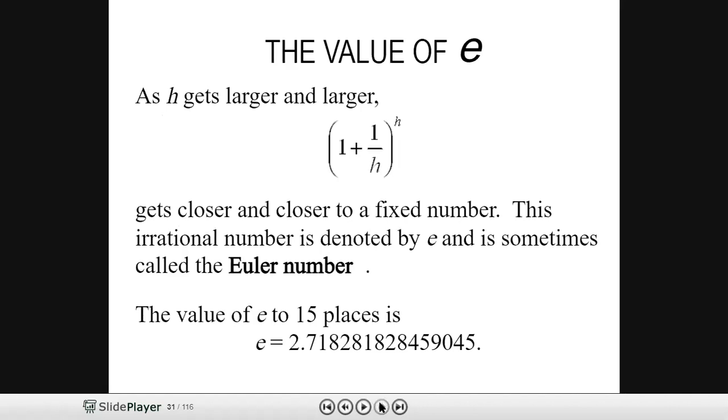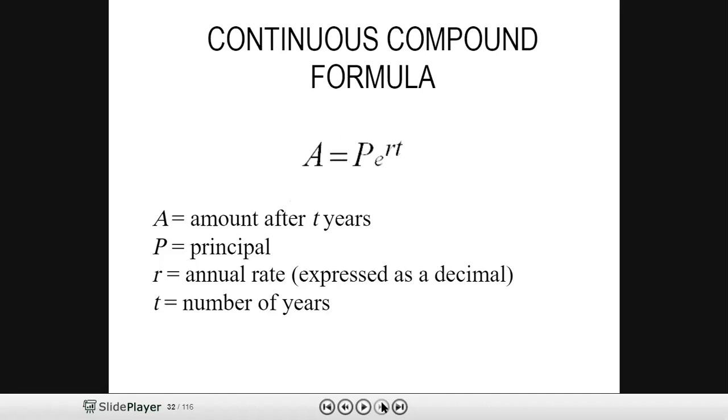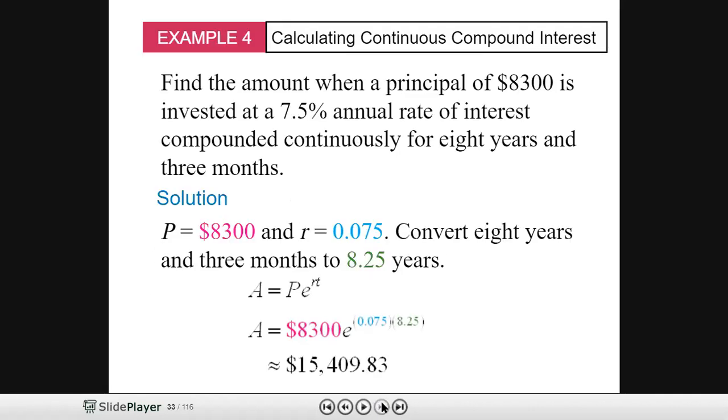That is, as h gets larger and larger. So Euler's number e, this was the mathematician who first discovered its value. And similarly, the continuous compound formula. So we can put this exponential function, and I think this is all about that.